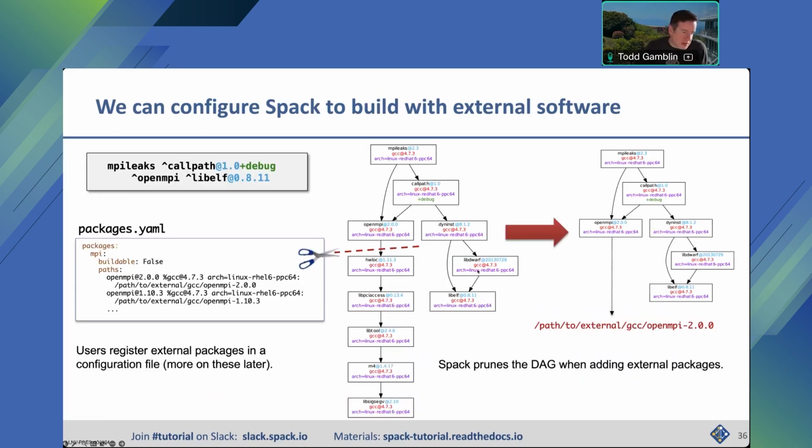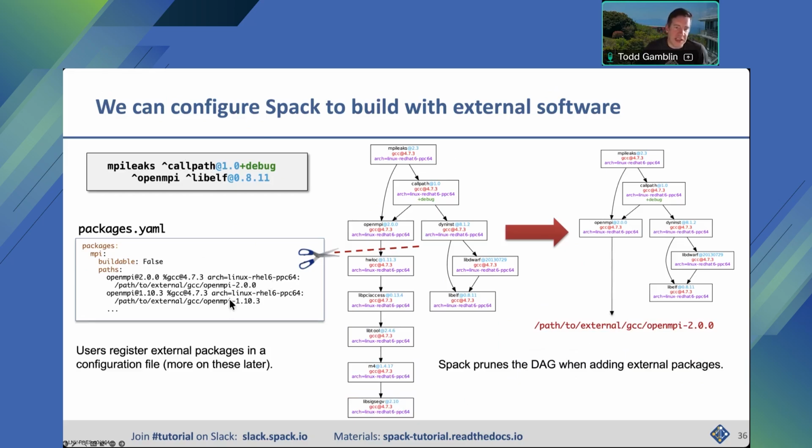Spack supports externals, and you can configure it to use, say, your system MPI. We brought this up in the intro. So if you say you want to build the Callpath library with OpenMPI, you can specify in your packages.yaml that there's an OpenMPI with this spec here that lives in this directory here. So here it's OpenMPI 2.0, and it lives at this path to externals, GCC OpenMPI 2.0.0.